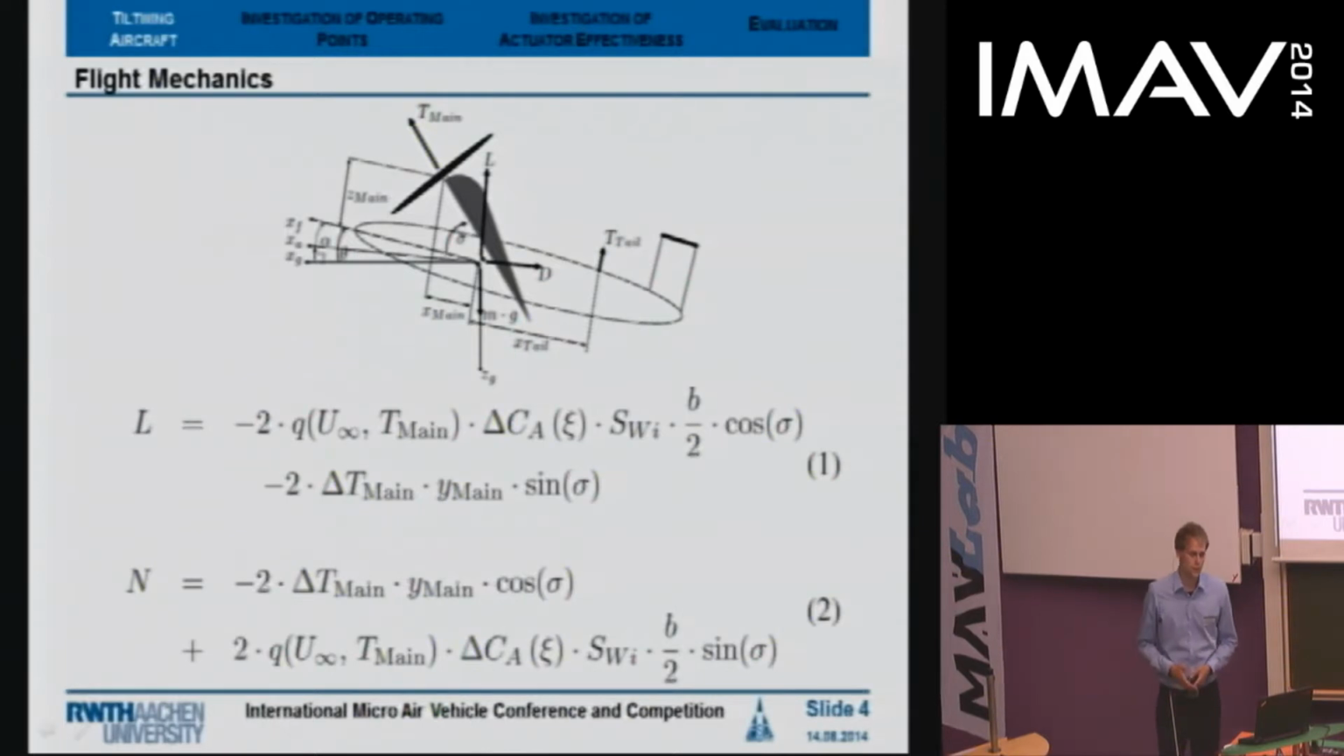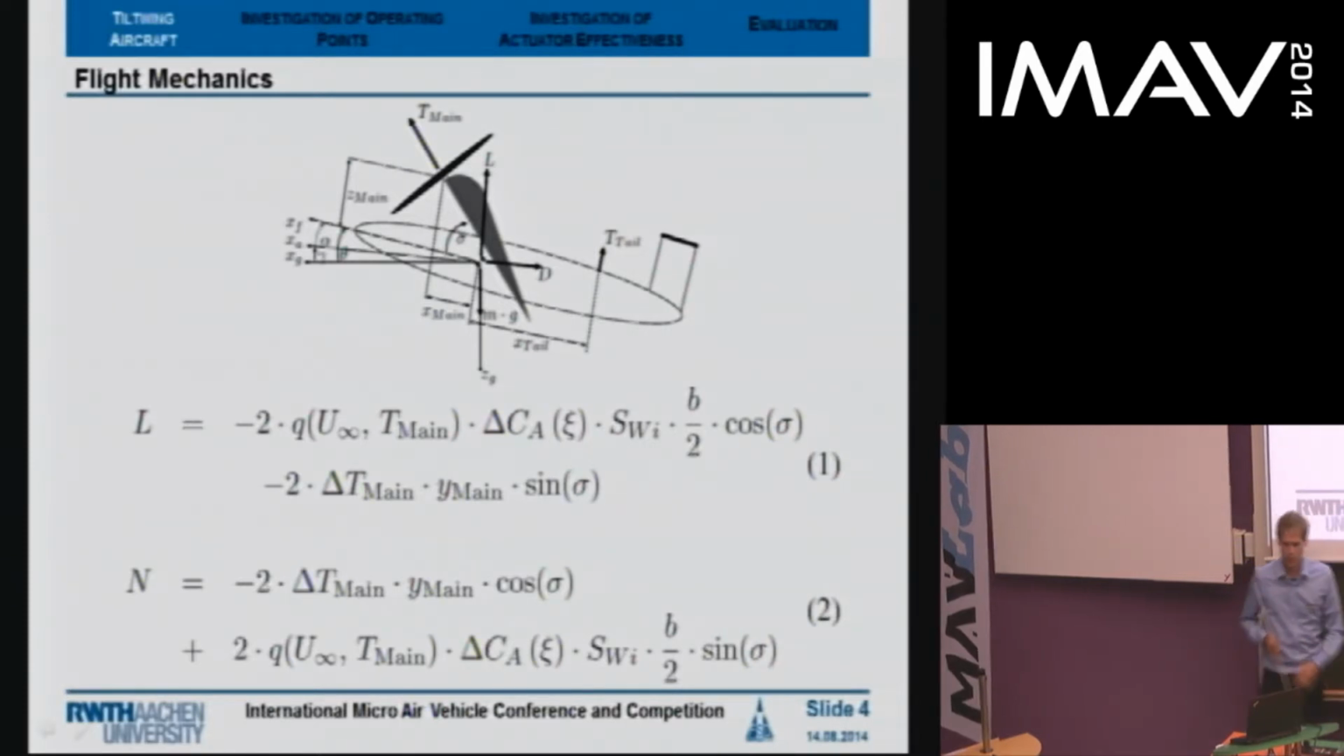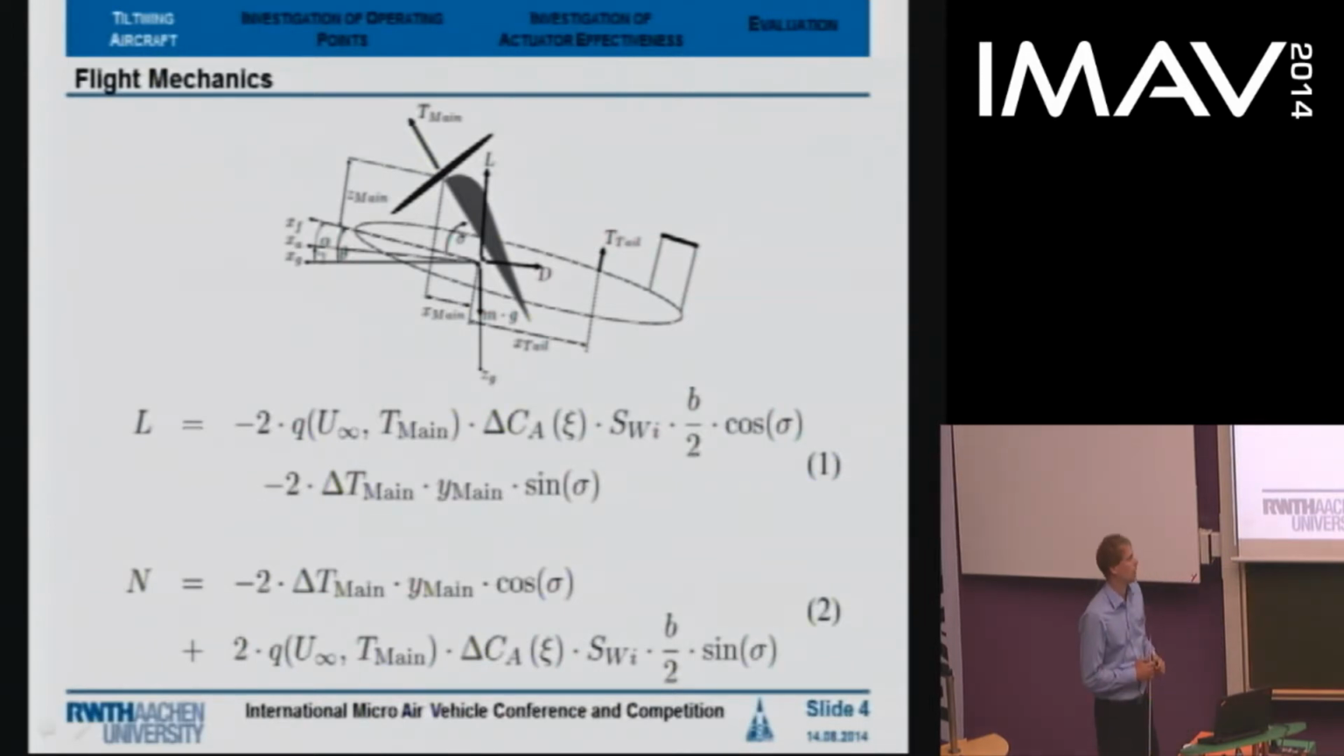The third region is the transition, and we can see the equations for the transition here. And we can see that the transition covers actually all the flight states in between from hover to a fixed wing flight. Depending on the tilt angle, which is here represented by the tilt angle sigma, we can see that we induce a combination of rolling and yawing moment. So the ailerons, which is represented by delta CA, and here as well, the differential thrust, which is delta T main, always produce a combination of both moments depending on the tilt angle.